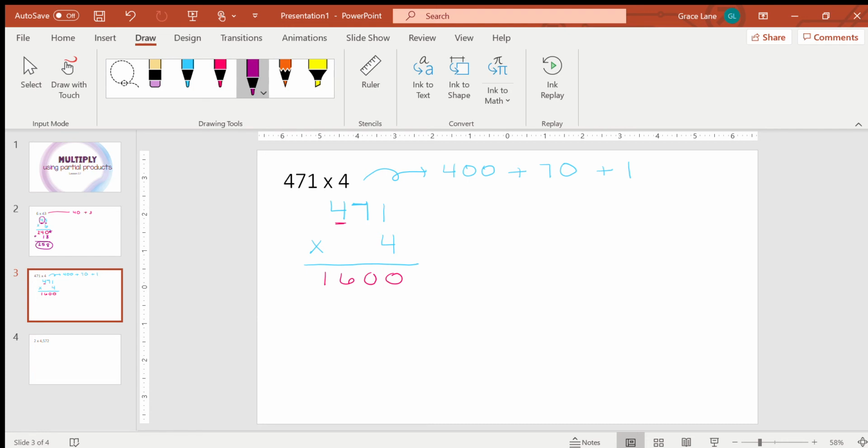Now we can move on to the tens place. This is saying 70 times 4. I know that 7 times 4 is 28. Since I'm in the tens place, I have 1 extra 0. So it's 280. And then the last one is just the ones place. So 1 times 4 is just 4.